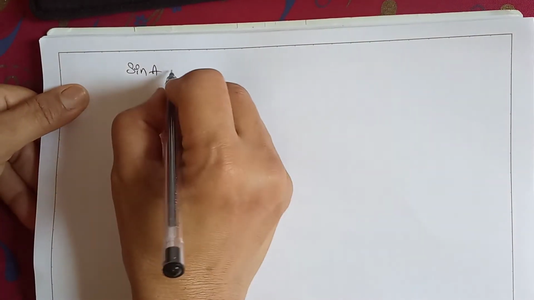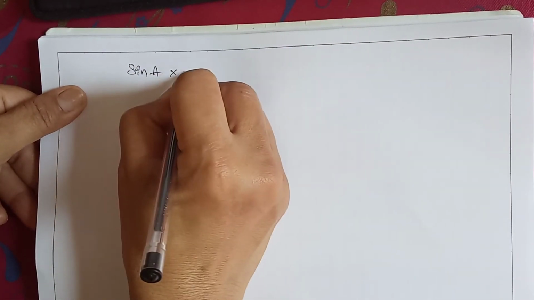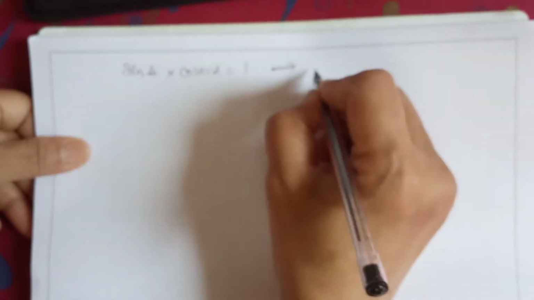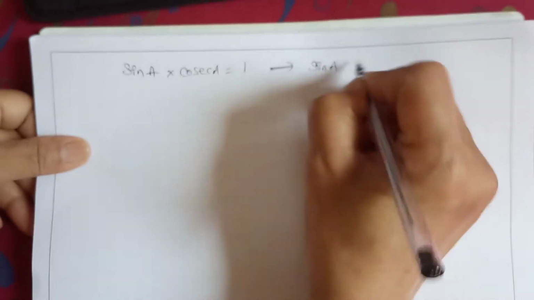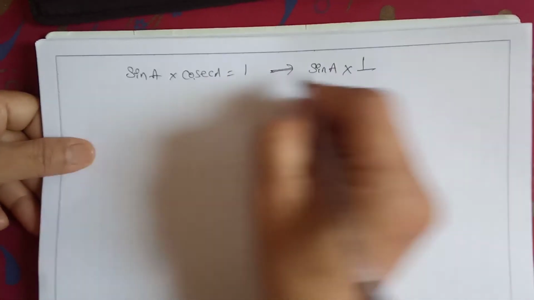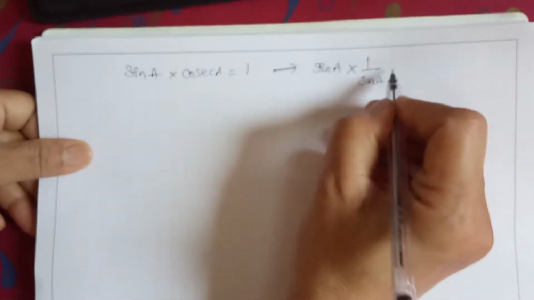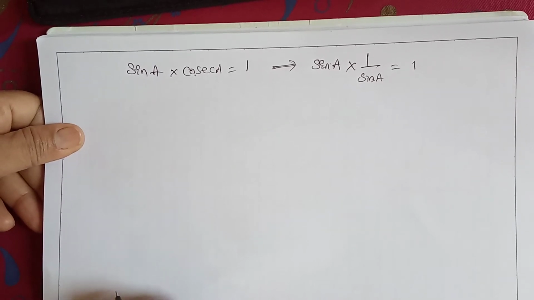What is next? Cos. So finally, sine A into cosec A is how much? 1. Once again I will explain. Sine A into cosec A, and cosec is 1 by sine. When we cancel it, what will you get? Answer 1. Okay, next one.